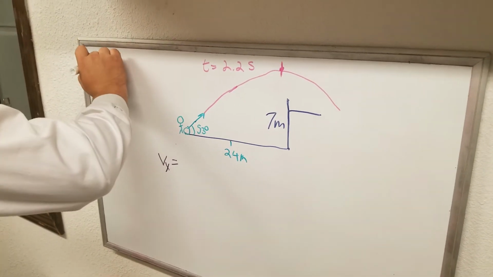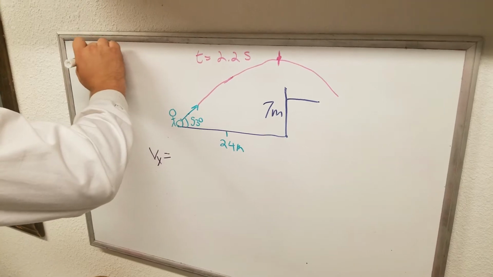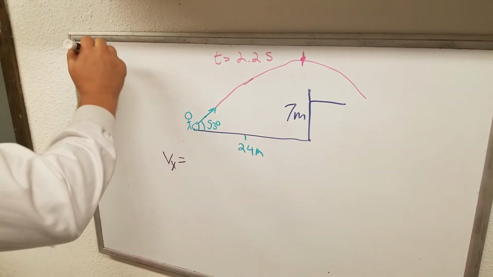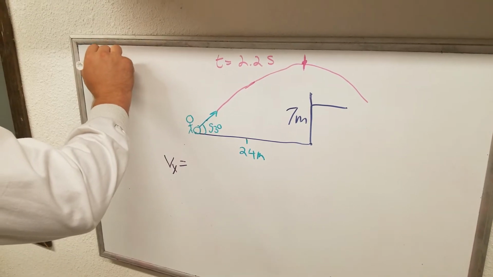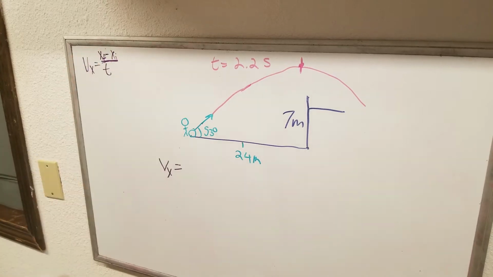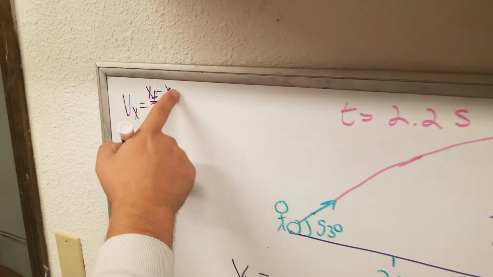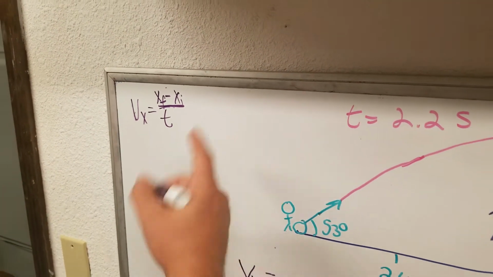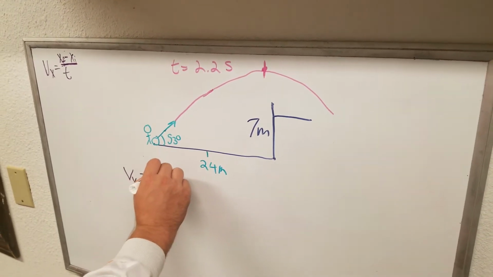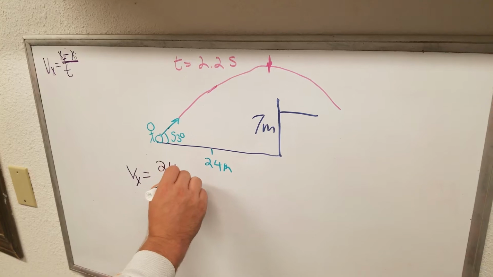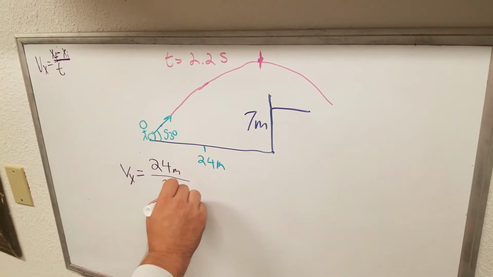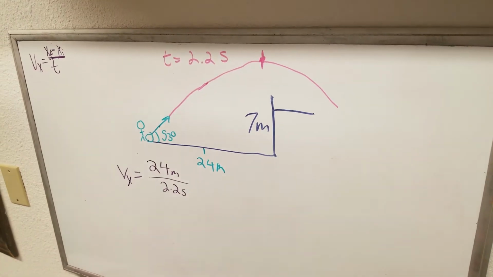V of x equals distance over time, or if we want to be more correct, x final minus x initial over time. It'll be that total displacement, total distance. Well, our distance is 24. They already gave it to us. We don't even need to worry about the start and end points because we got the whole shebang. 24 meters, and we're going to divide that by the time, 2.2. That's in seconds, of course.